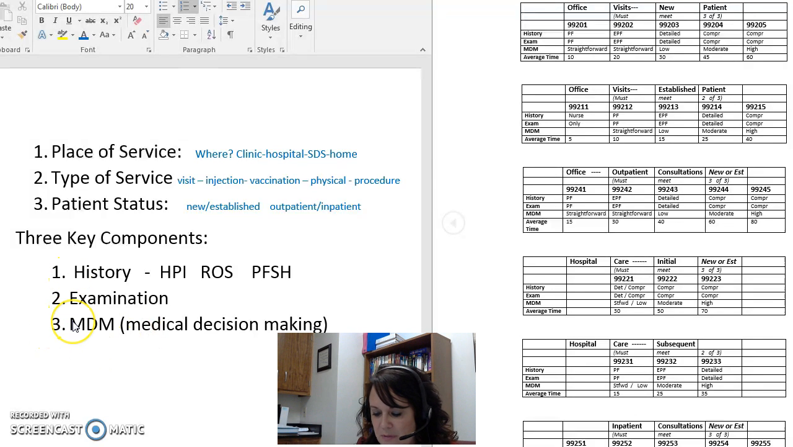All of those terms I used came from those levels there underneath the history levels: problem-focused, expanded problem-focused, detailed, and comprehensive. And those aren't just under history, they're throughout the history exam and medical decision-making, as we'll see.